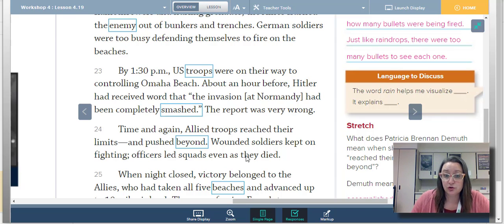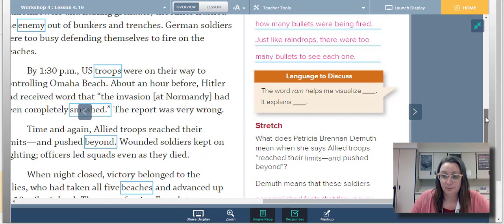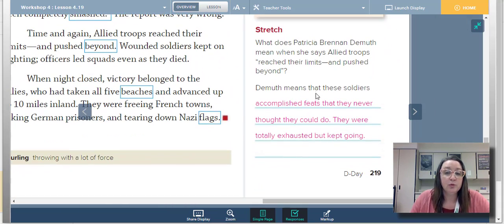Summarize how the soldiers reached their limits and pushed beyond. You can pause the video now to fill in your answer. Let's take a moment to review the example response. DeMuth means that these soldiers accomplished feats they had never thought they could do. They were totally exhausted, but kept going.